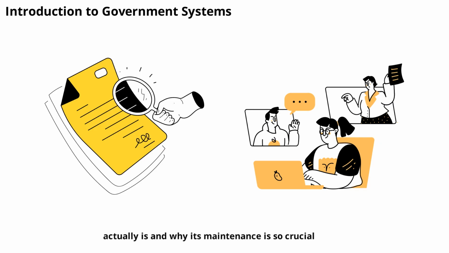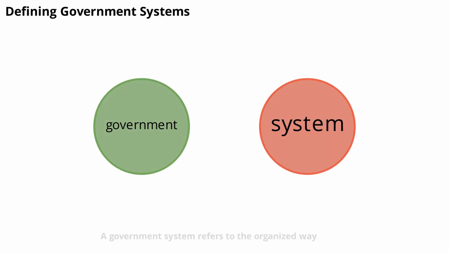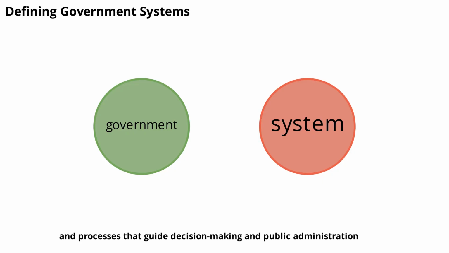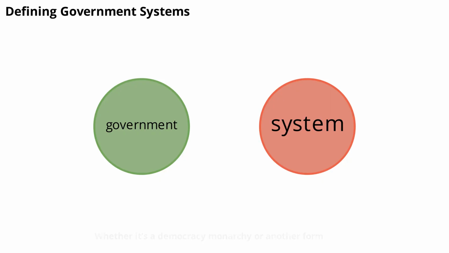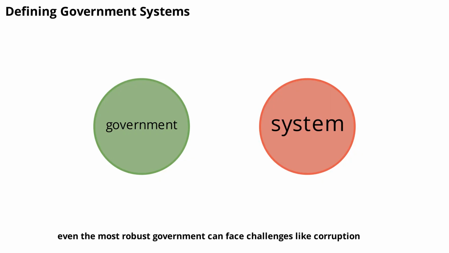Let's start by understanding what a government system actually is and why its maintenance is so crucial. A government system refers to the organized way in which a country or community is governed. It includes the institutions, laws, and processes that guide decision-making and public administration. Whether it's a democracy, monarchy, or another form, each system has its own set of rules and structures. Maintenance of these systems is essential to ensure stability, fairness, and efficiency. Without proper upkeep, even the most robust government can face challenges like corruption, inefficiency, or public distrust. So, what are the main components that need regular attention?